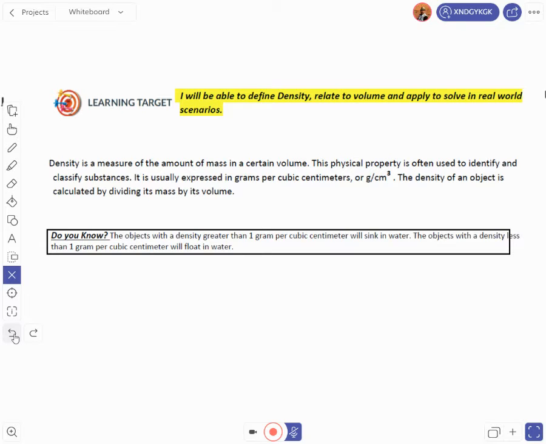Before going to the important point, the objects with density greater than 1 gram per cubic centimeter will sink in water. The objects with density less than 1 gram per cubic centimeter will float in water.